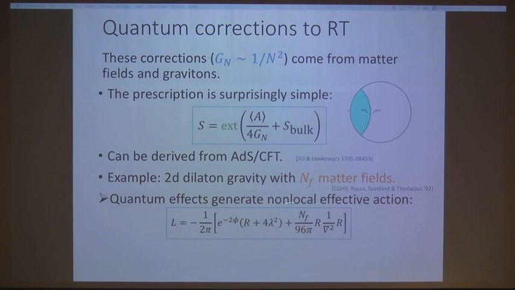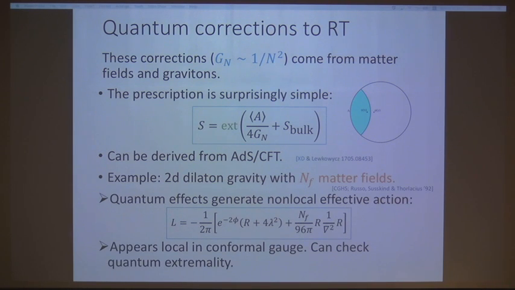So the quantum correction in this case can be computed, and it generates a non-local effective action for the theory. The non-local term is shown on the second term. The good thing about this, well, in general, this is going to be complicated. But the easy thing about this case is that you can go to the conformal gauge and make it appear local again and do the usual calculation of the entropy in that gauge. And then you can compare the results computed on both sides and find that quantum extremality is precisely what you get in this situation.